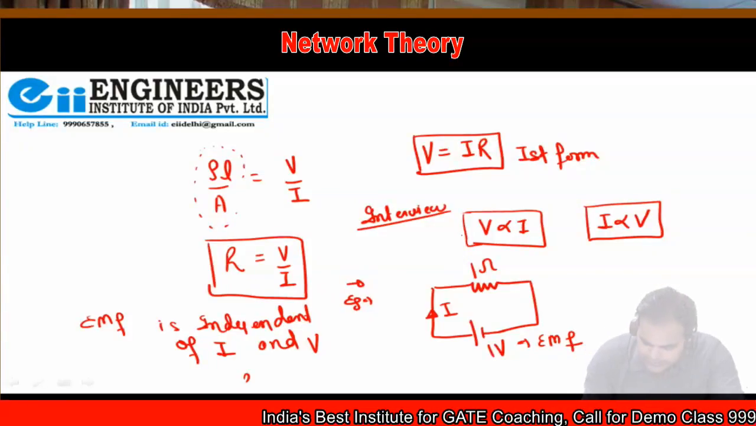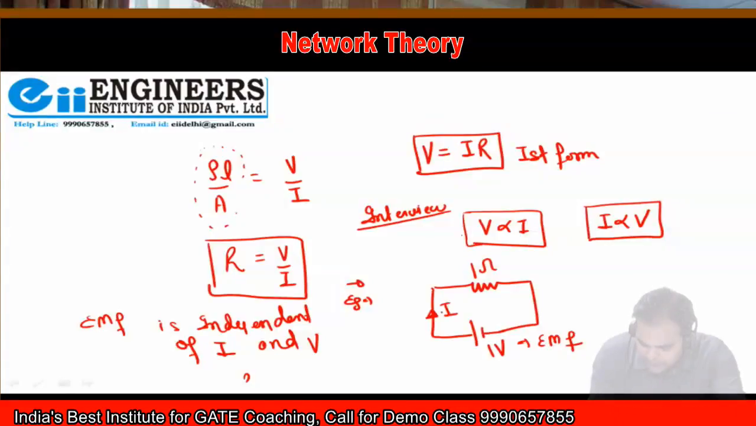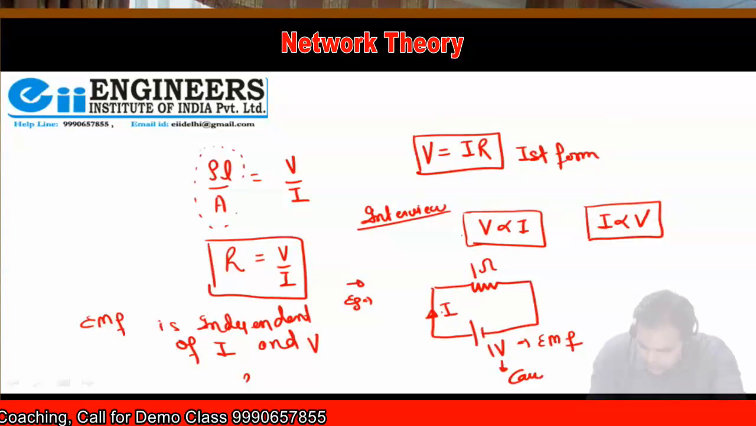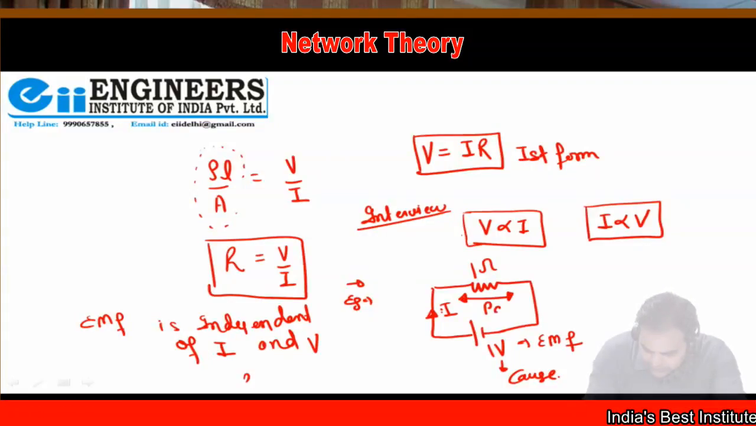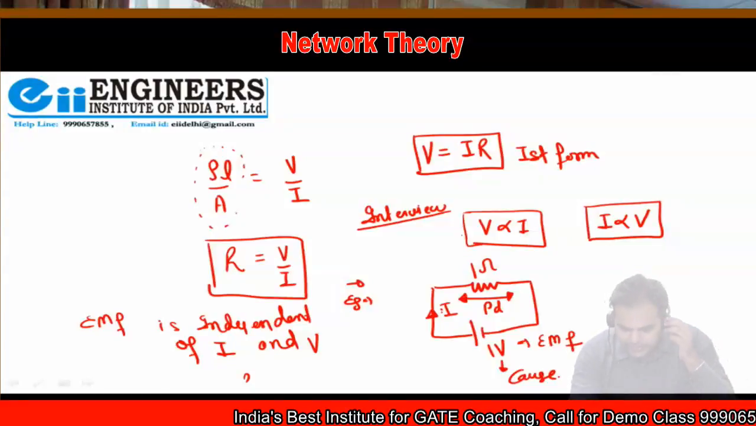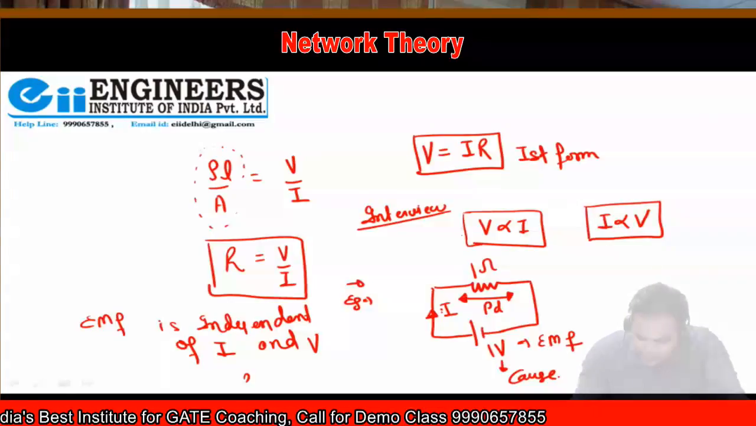Now, in this case, I is because of what? I is because of EMF. The 1 volt V is called the cause, and because of this current, a potential difference is generated across the 1 ohm resistor. So both are correct, but again it is asked which is the first and which is the second.